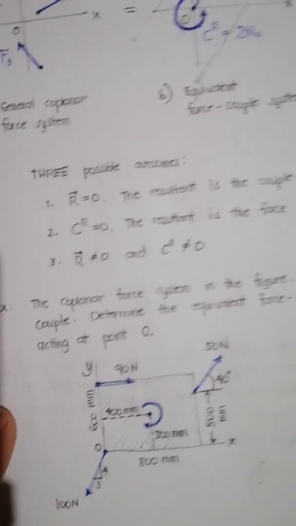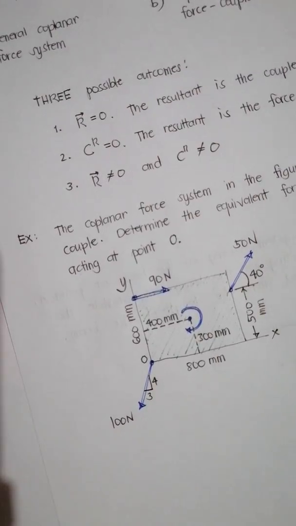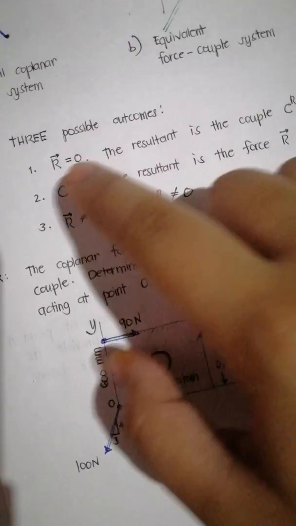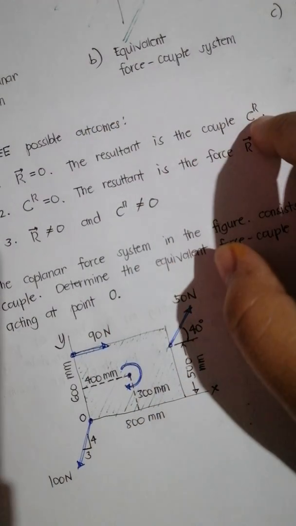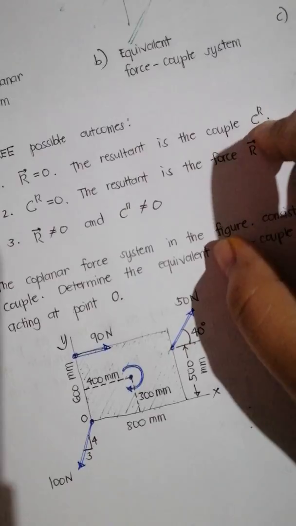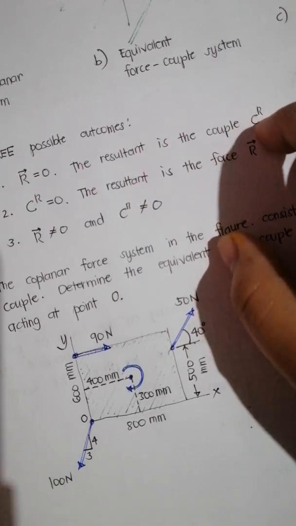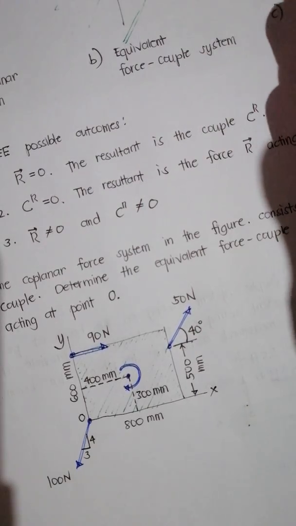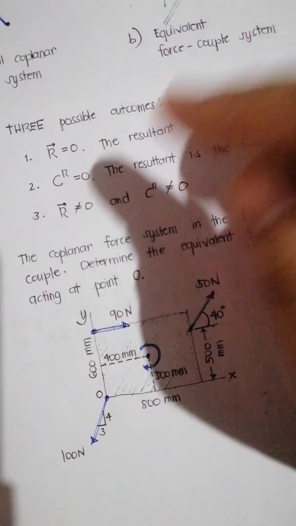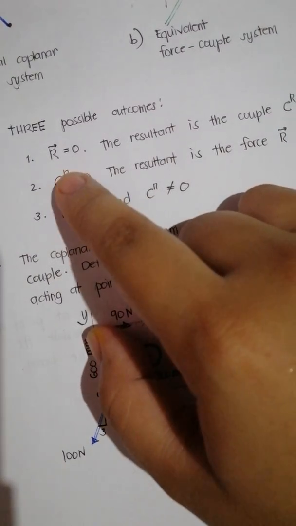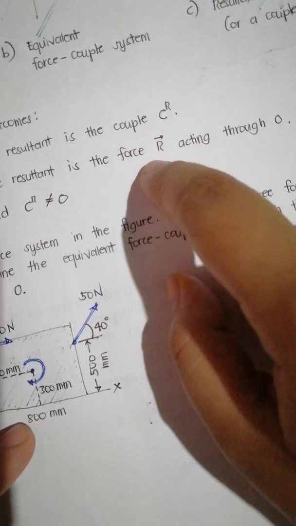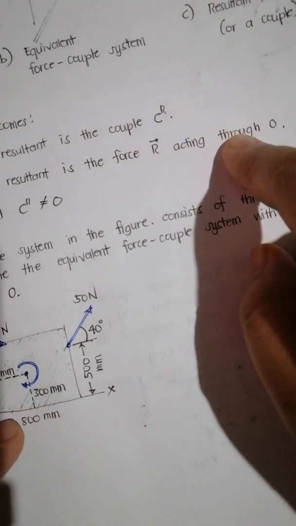Okay. There are three possible outcomes when it comes to a resultant system. One is if the resultant force is equal to zero, therefore the resultant is just a couple resultant. There are times that the resultant force is zero, but the resultant couple is not equal to zero. So we just say that the resultant is just a couple resultant. But there are also times that the resultant couple is equal to zero and the resultant of the system is just a resultant force R, which is acting, of course, through the origin.